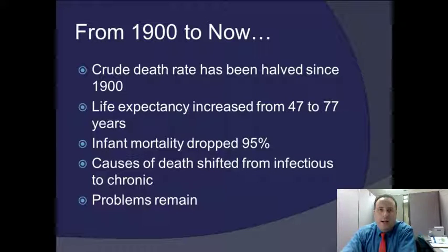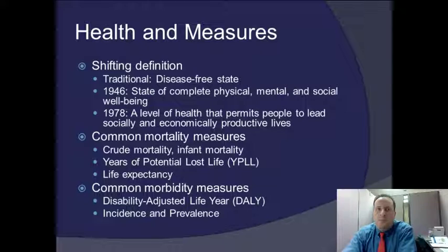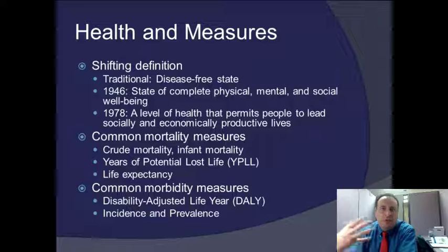The causes of death: most people died from infectious disease back over 100 years ago. Now they generally die from more chronic diseases. However, problems remain and things are not perfect. The definition of health has really shifted over about the past 60, 70 years, basically from saying disease-free was health, but now health is more about being able to do things. And so you can see that shifting over time.